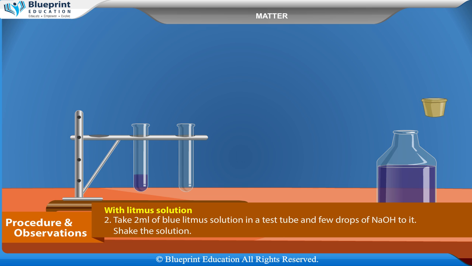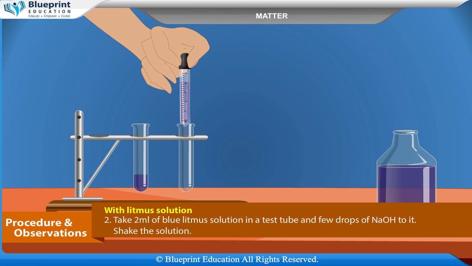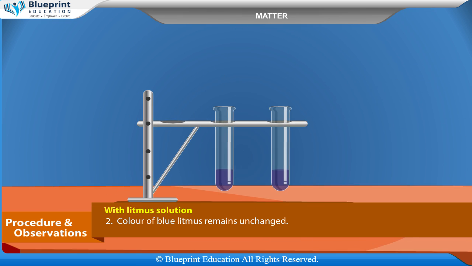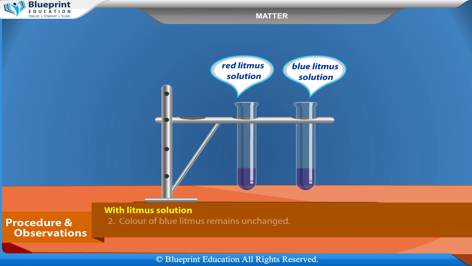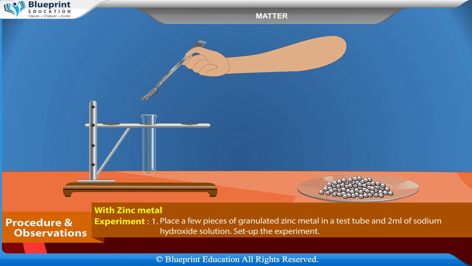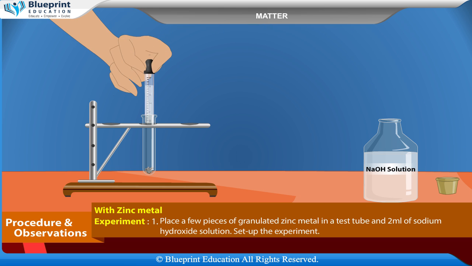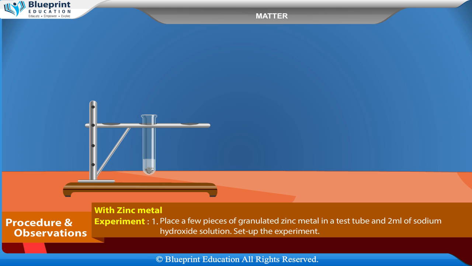Take 2 ml of blue litmus solution in a test tube and add few drops of NaOH to it. Shake the solution. Color of blue litmus remains unchanged. NaOH does not affect blue litmus, therefore it is a base. With zinc metal. Experiment: place a few pieces of granulated zinc metal in a test tube and add 2 ml of sodium hydroxide solution. Set up the experiment.